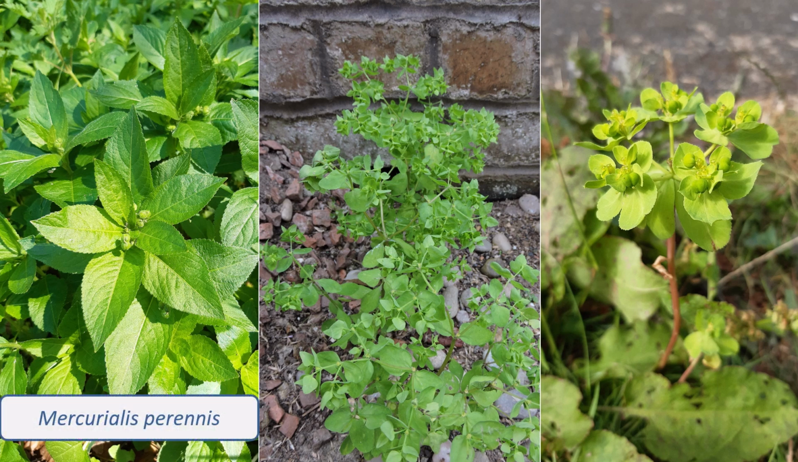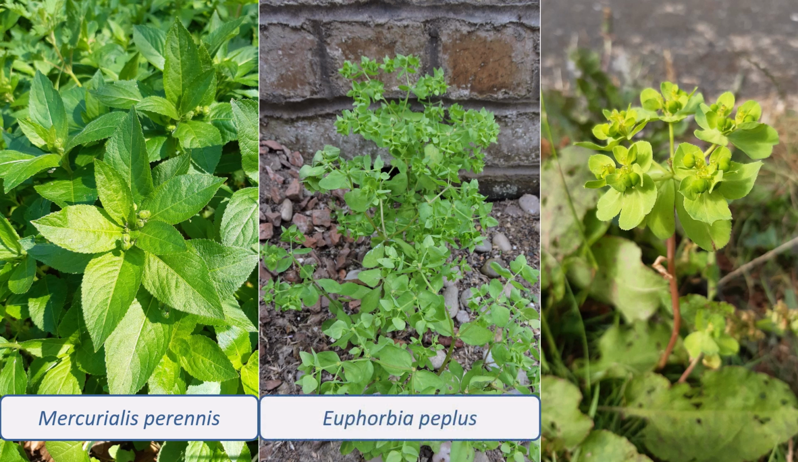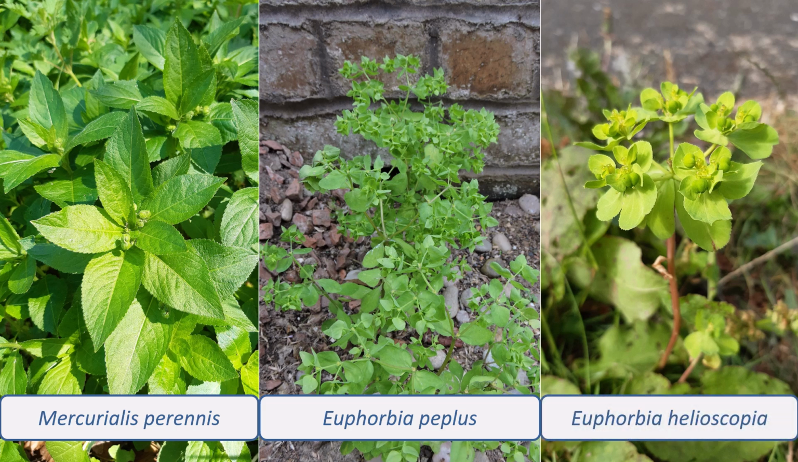Mercurialis perennis, a hairy plant with an unbranched stem, opposite toothed leaves, and stipules, with female and male flowers on separate plants. Euphorbia peplis, a small bushy plant with alternate leaves with smooth margins and crescent-shaped glands in the cyathia. And Euphorbia helioscopia, with an unbranched stem, alternate slightly toothed leaves, and rounded glands in the cyathia.